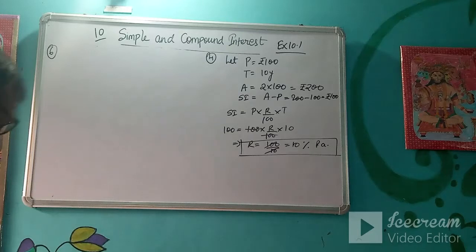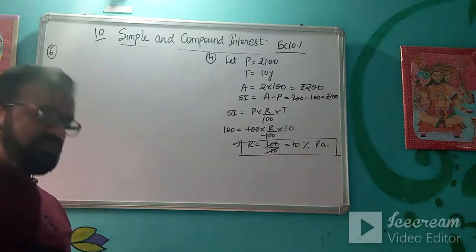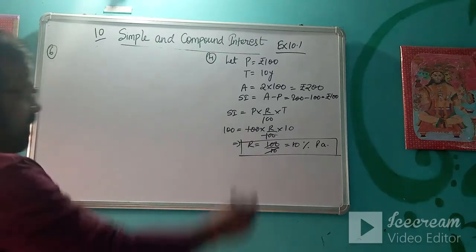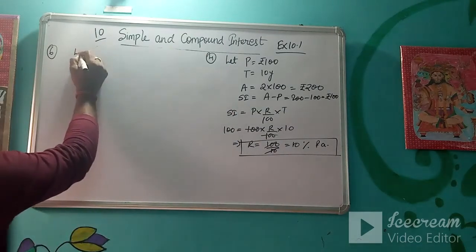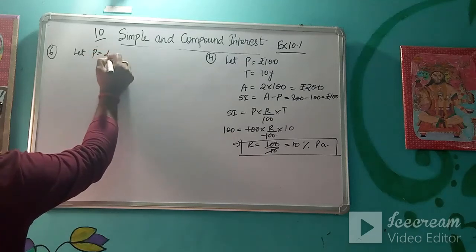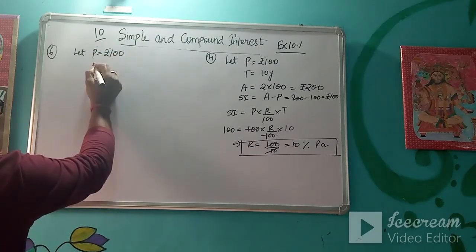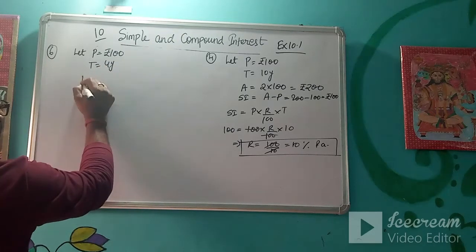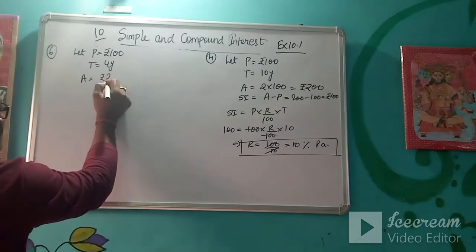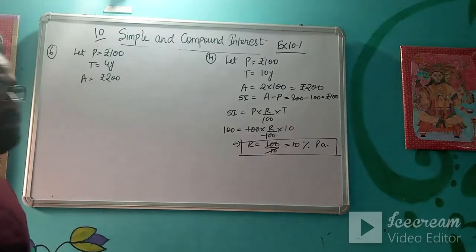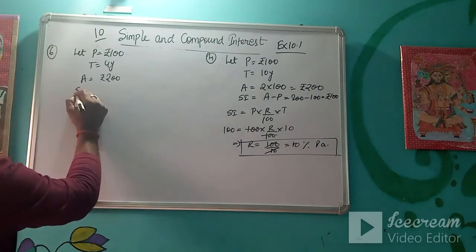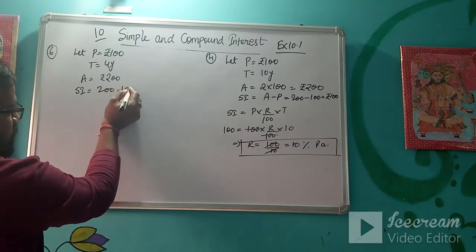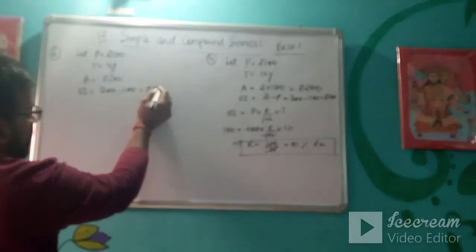Then in question number 6, a sum of money doubles in 4 years. Calculate the rate of interest. So it will be like this only. Let P equal to rupees 100 and time in this case is 4 years. So what will be my amount? Amount will be rupees 200. Same solution. So then we will calculate simple interest. Simple interest will be how much? 200 minus 100 equal to rupees 100.